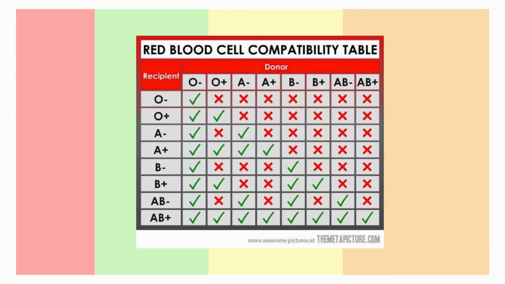Similarly, AB negative can donate only to AB negative and AB positive, whereas AB positive can only donate to themselves or to other people having AB positive. So I hope this red blood cell compatibility table is clear for all of you.